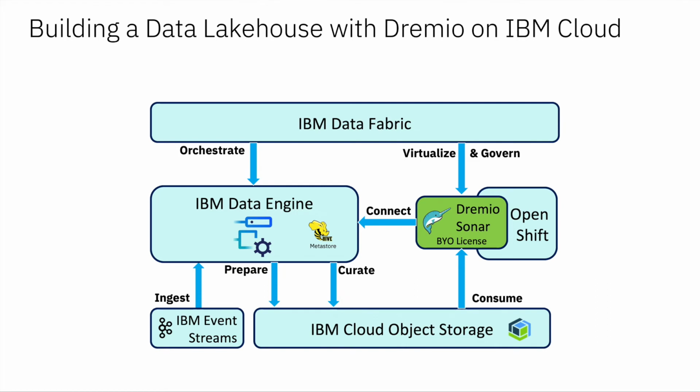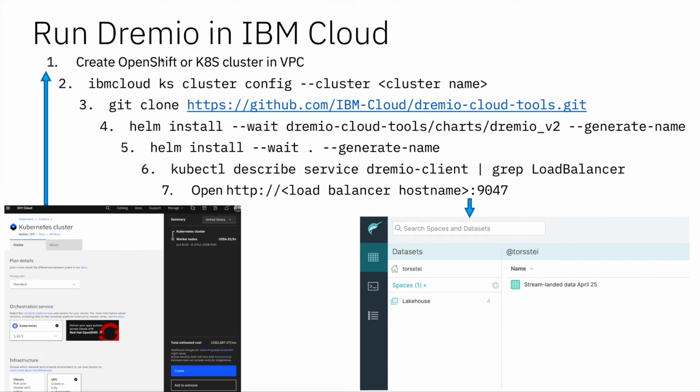So now we want to take a look at how you can set up Dremio in combination with the Data Engine service in IBM Cloud. So we're talking about deploying your own license of Dremio, be it a community edition or a commercial license of Dremio, into IBM Cloud, into our Kubernetes options, our OpenShift or Kubernetes services that we have available in the cloud. The first thing is you need a Kubernetes cluster or an OpenShift cluster before you do that. And then you can use the rest of this procedure.